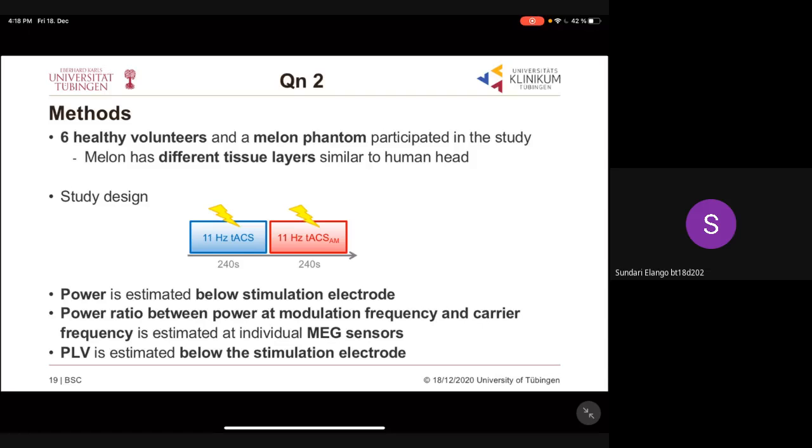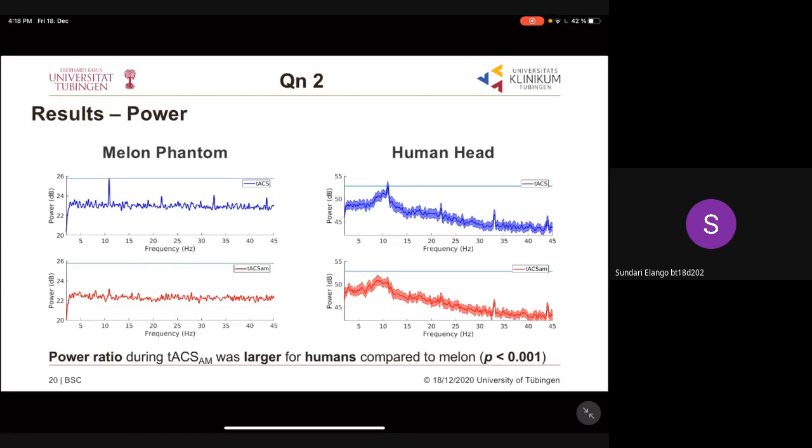Coming to the results, in the case of the melon phantom, you see that there is a sharp peak in the first curve on the top, in blue, for a TACS signal. This was at 11 hertz, which is the stimulation frequency. But when we apply amplitude modulated stimulation, the peak is not as clearly visible as it was in the case of regular TACS. For the human head, again, there is a peak representing residual artifact at 11 hertz, whereas it's not so evident in the case of amplitude modulated TACS.